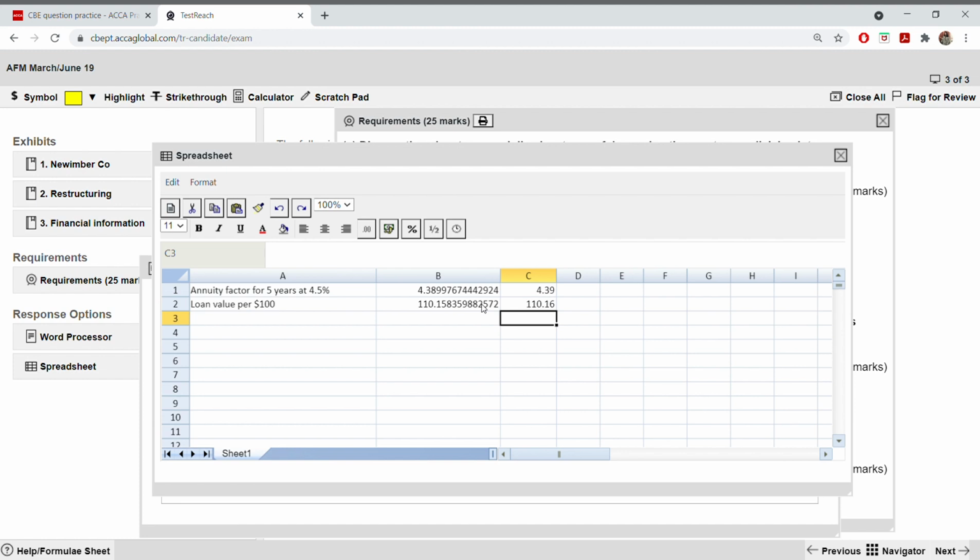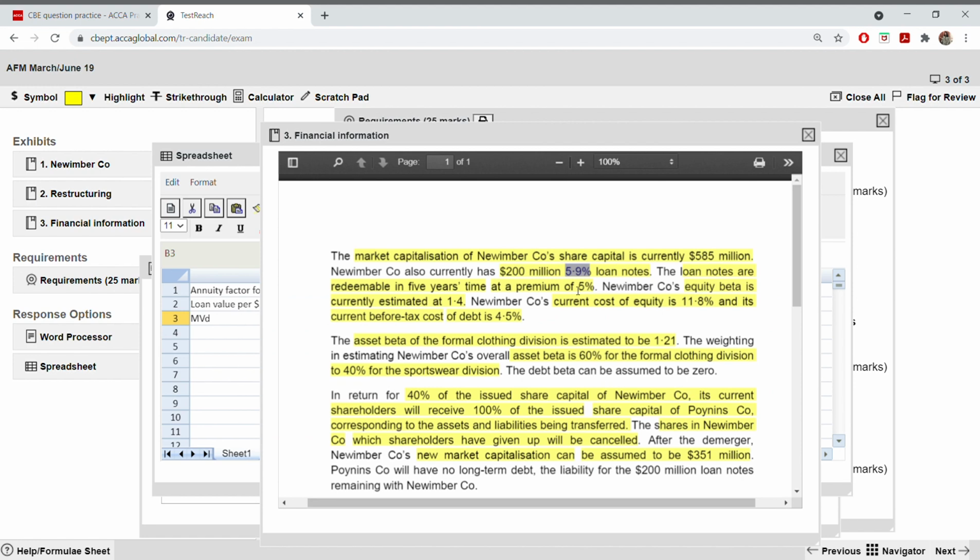So now what am I going to do? Now comes the MV. You don't have to write the whole market value. If you just write MV, it is understood. MVD means you are finding the market value of debt. So the market value of debt will be equal to whatever the loan value per 100 you found, always divide this by 100, multiply by 200 loan.